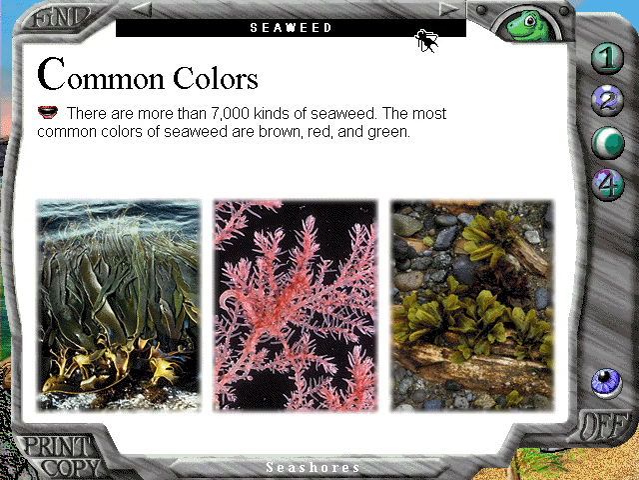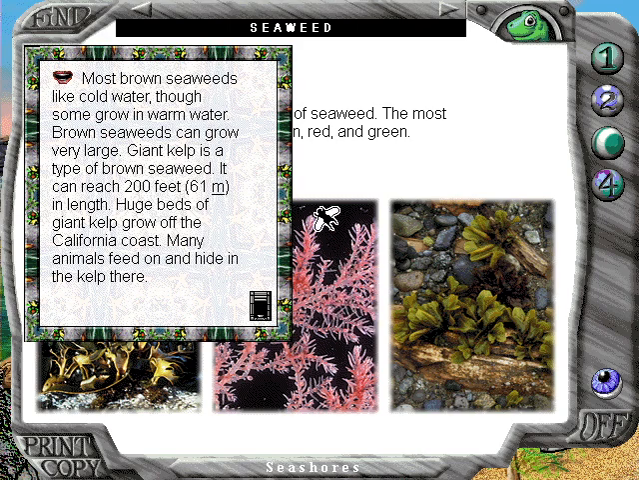Common colors. There are more than 7,000 kinds of seaweed. The most common colors of seaweed are brown, red, and green. Most brown seaweeds like cold water, though some grow in warm water. Brown seaweeds can grow very large. Giant kelp is a type of brown seaweed.